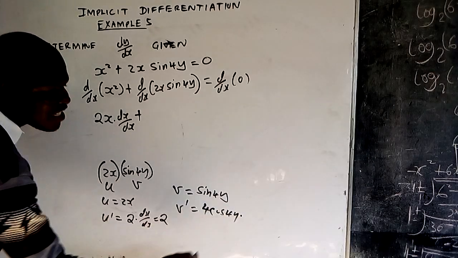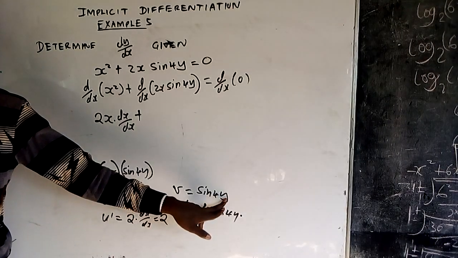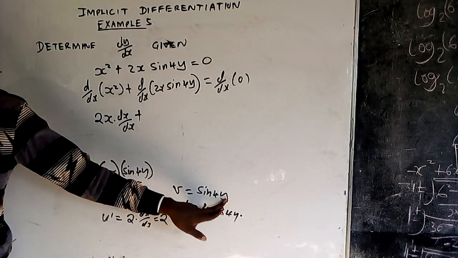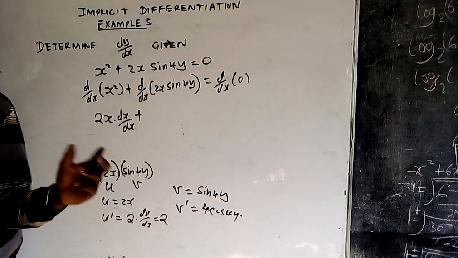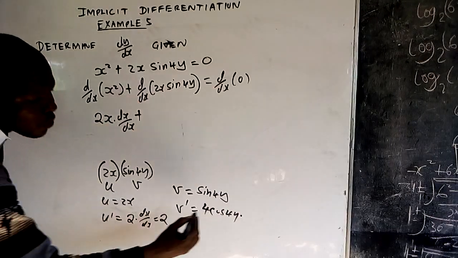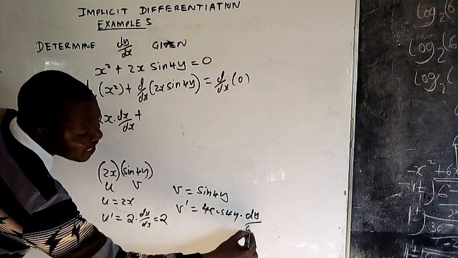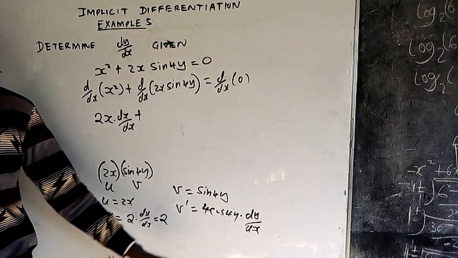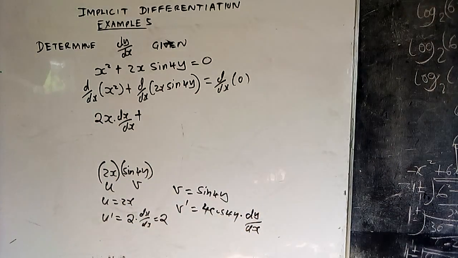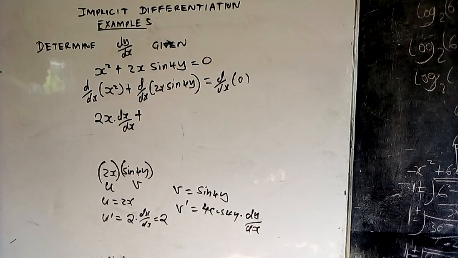Then at the end, you ask yourself, what variable have you differentiated? Y. Are you seeing that? I've differentiated a y variable with respect to an x variable. So I remain with the dy over dx. Are we together?